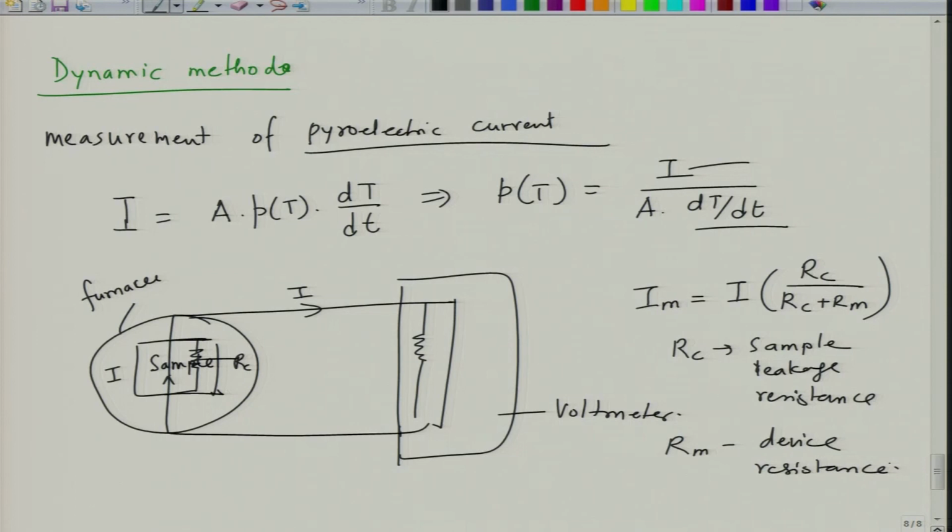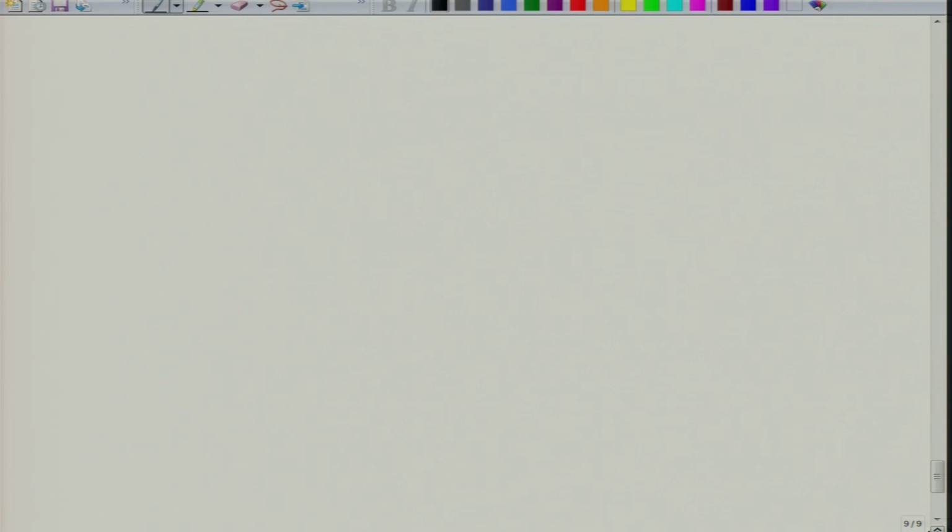Okay. So, you can see that Im into Rc plus Rm is equal to I into Rc, that is what you are interested in measuring. So, this is a simple measurement. Measurement of pyroelectric current is the simple way of measuring the pyroelectric coefficients. And then of course, there are other methods such as laser intensity modulation methods and so on and so forth, which you can get into details.